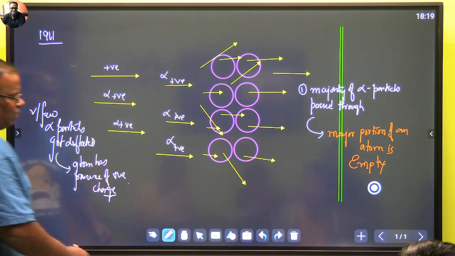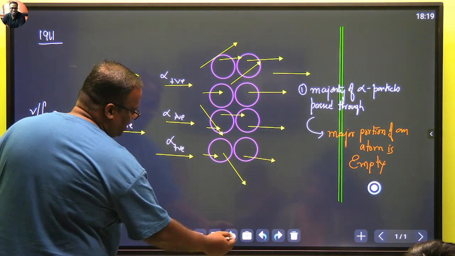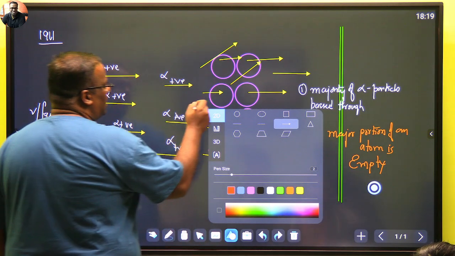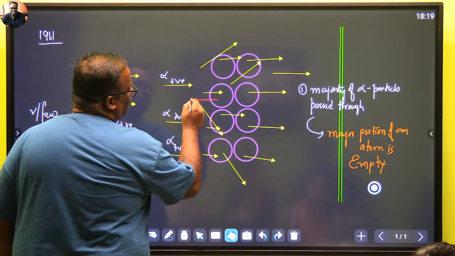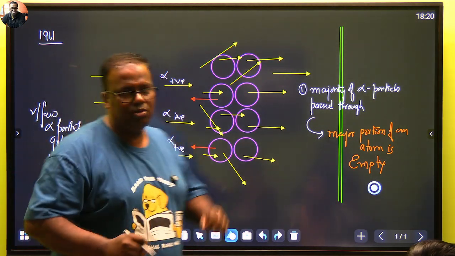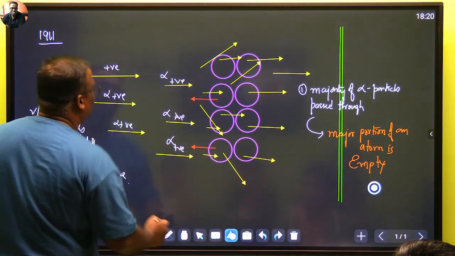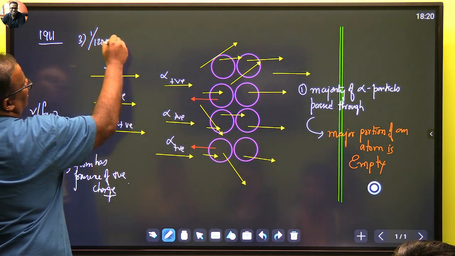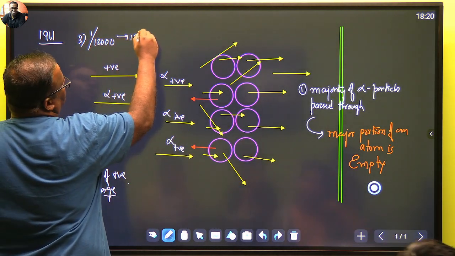Third finding was very interesting. Third finding, deliberately I am drawing with a red color, so that it helps you to distinguish. It said 1 in 12,000 came back. 1 in 12,000 came back. So let's see our third finding. Our third finding was 1 among 12,000 had a complete 180 degree rebound.